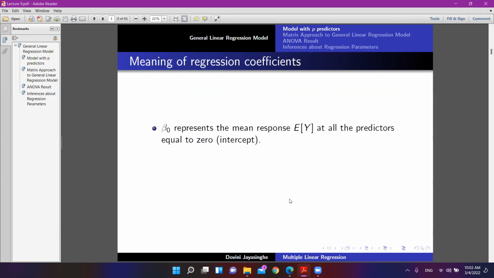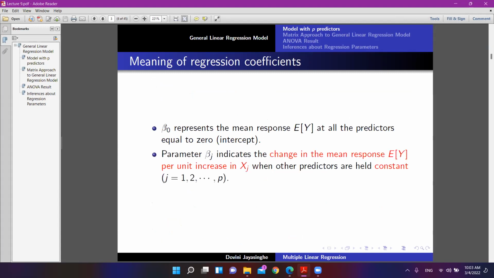Meaning of regression coefficients. Beta naught represents the mean response, the expected value of y, when all the predictors are equal to 0. This is the intercept, the name given to this. You already know this. It's the same thing for simple linear regression as well. There we talk about the predictor equal to 0. Here we define it as all the predictors, just because we have multiple predictors.